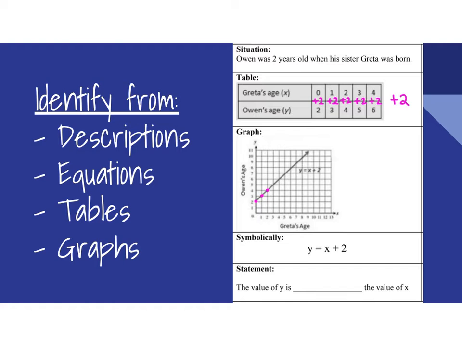We also know it is an additive relationship because when it enters quadrant 1 on our coordinate plane, it's entering on the y-axis. So we know we need to add 2. Our equation is written below, and we know from our equation y equals x plus 2, this is additive because we're adding. And our statement or description would read, the value of y is 2 more than the value of x.